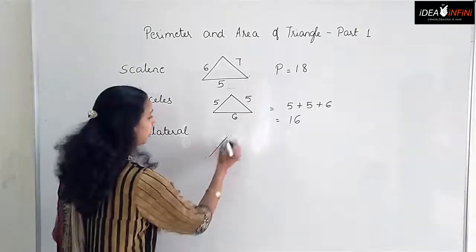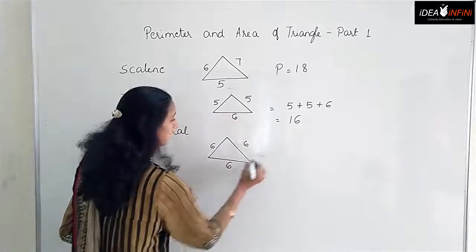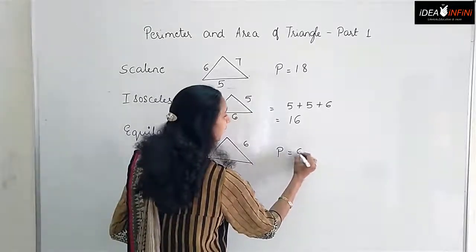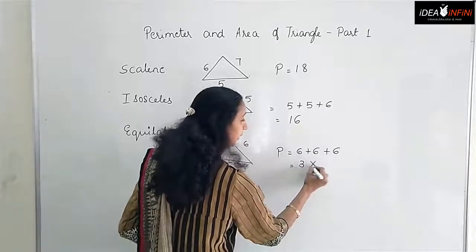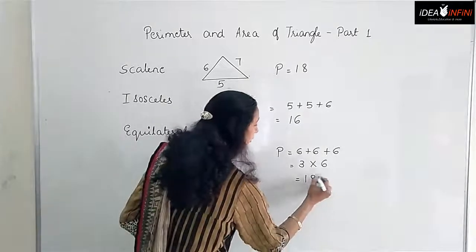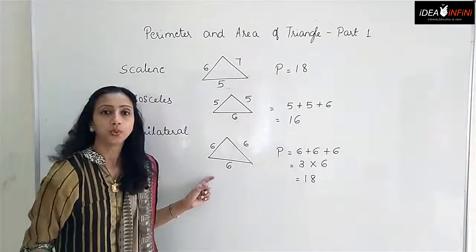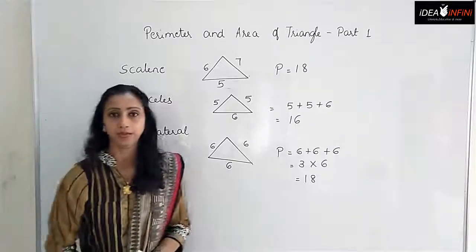Similarly, in an equilateral triangle, all the sides are equal. 6, 6, 6. So the perimeter will be either I add up the sides 3 times or I simply multiply one side by 3. That means a formula is there like 3 into side. 3 into side will give me the perimeter of an equilateral triangle.